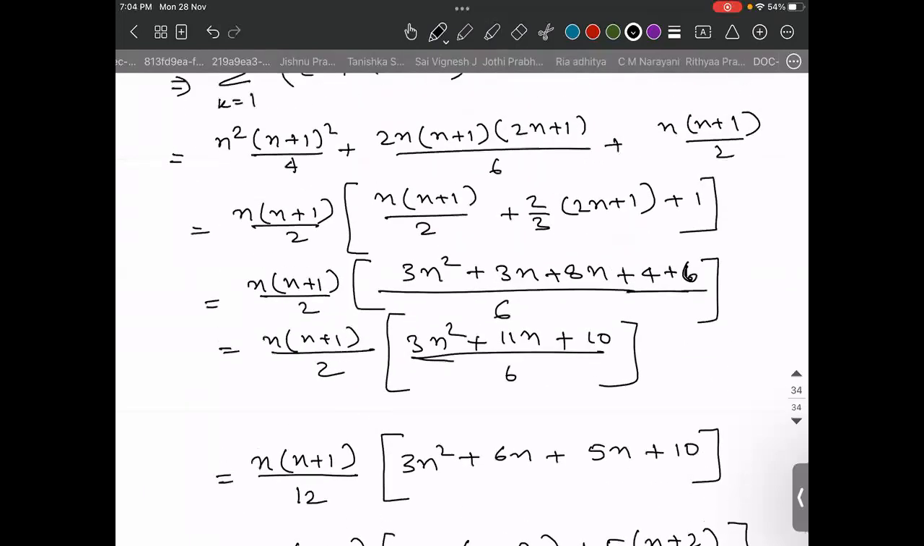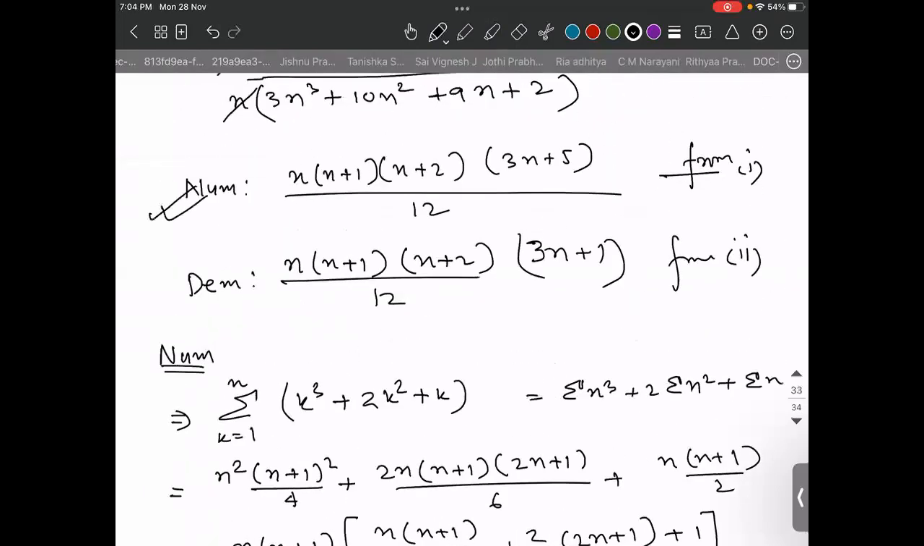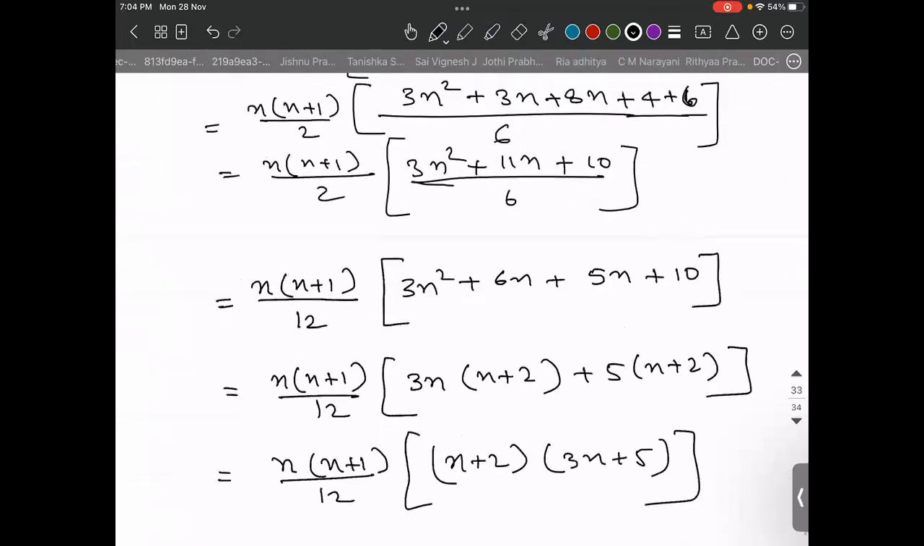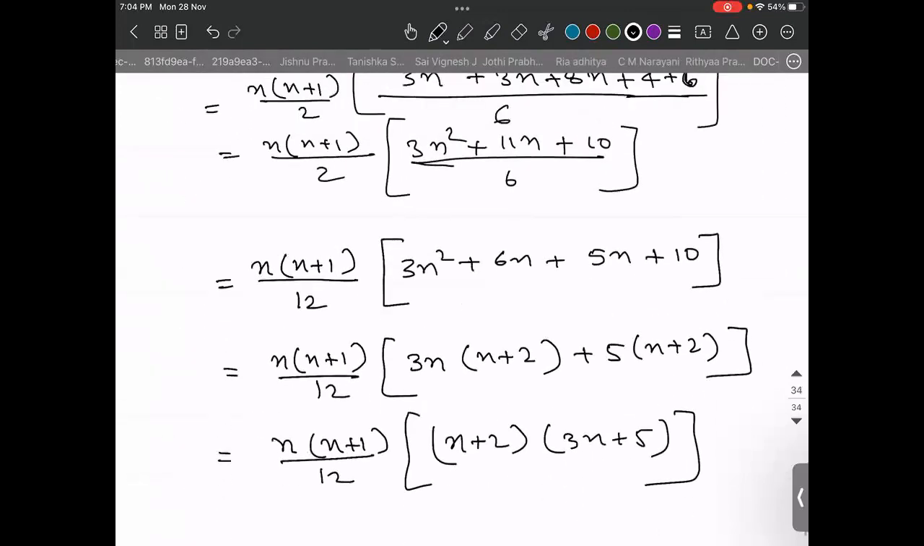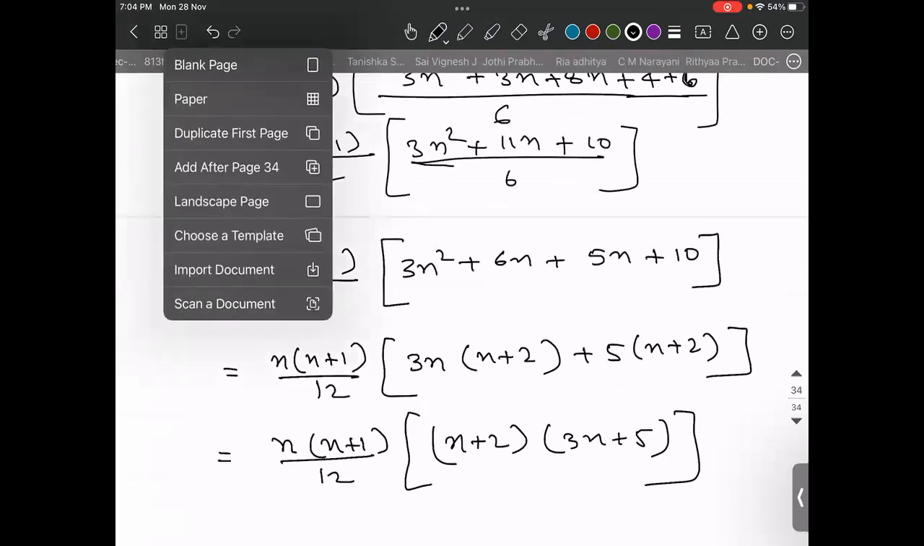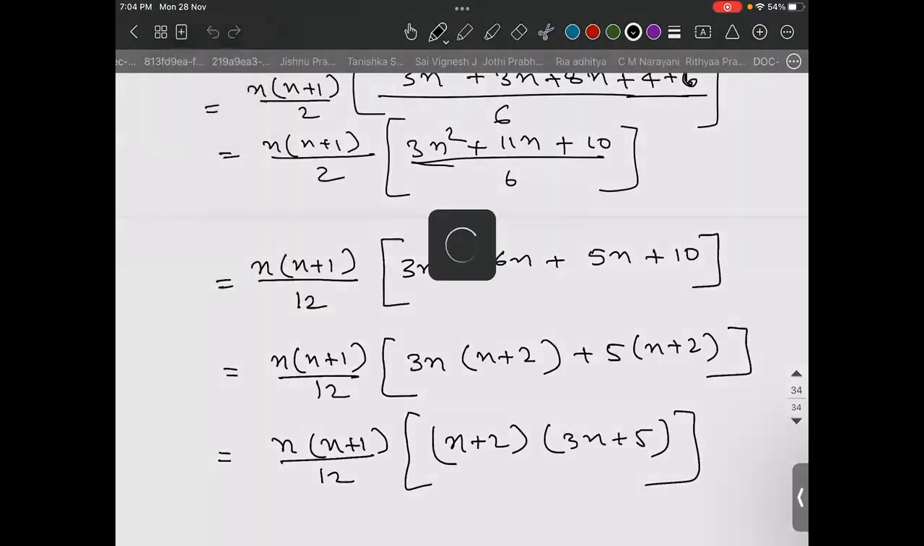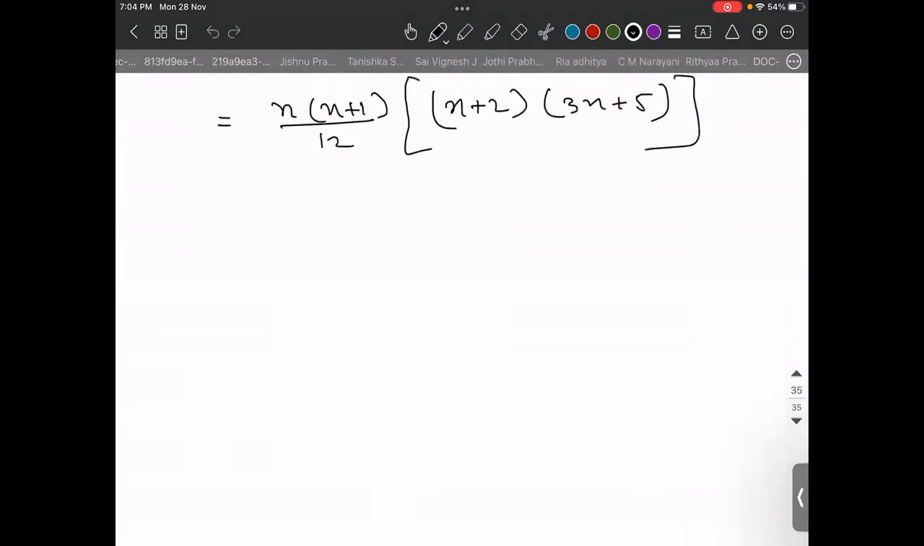Understood how we got this numerator? How we got numerator? So, yeah. Yes, tell me. Yeah, Sunshine, tell me. You're saying something, right? No, not me, sir. What? Not me, sir. I'm not getting you.